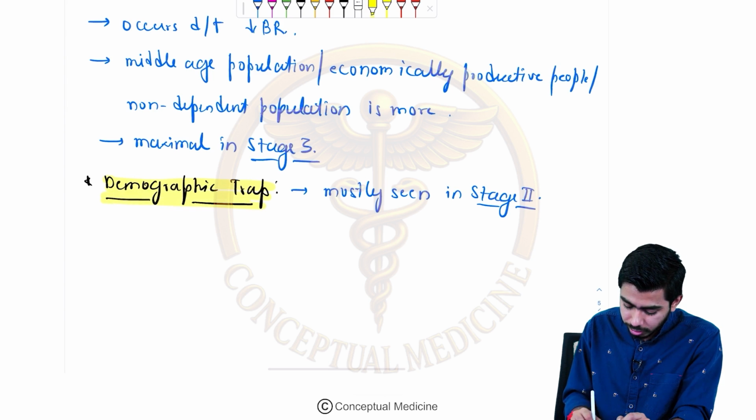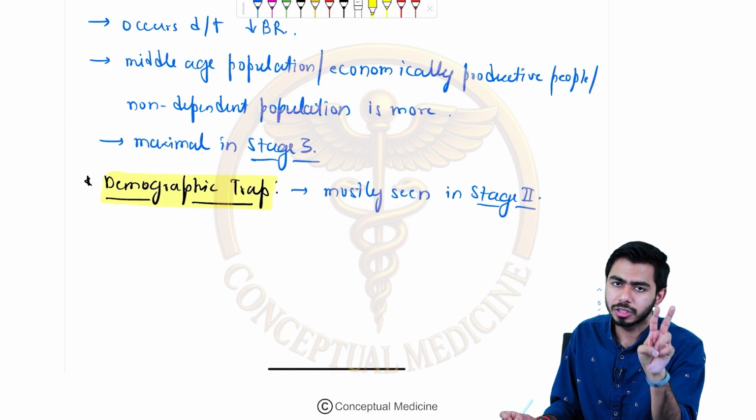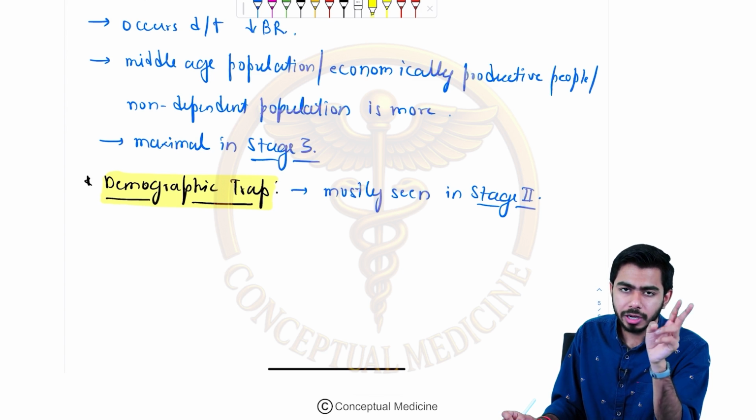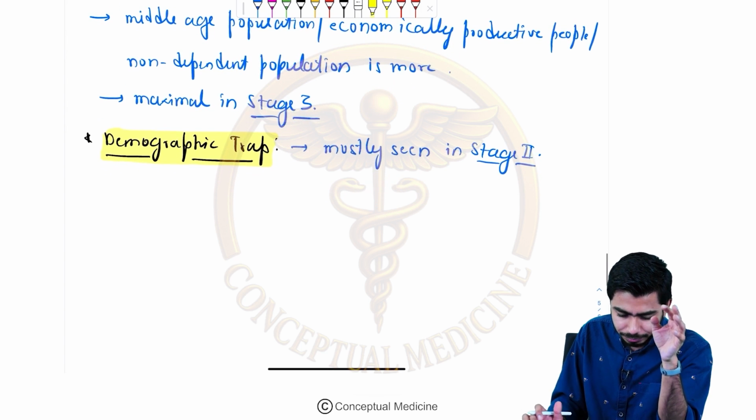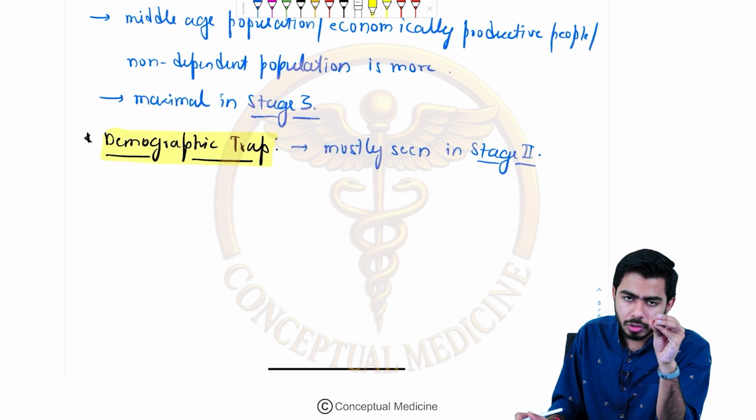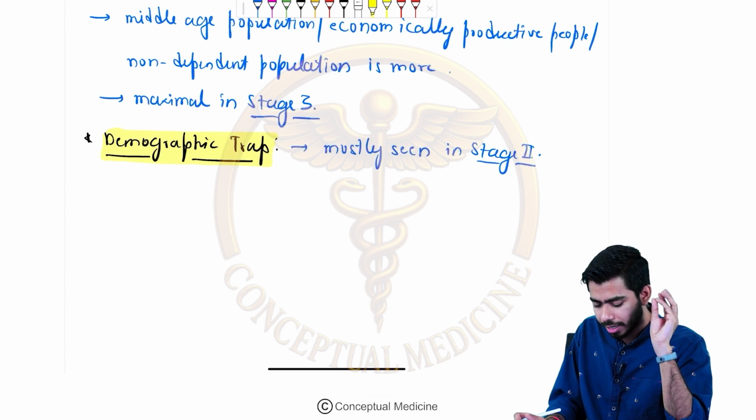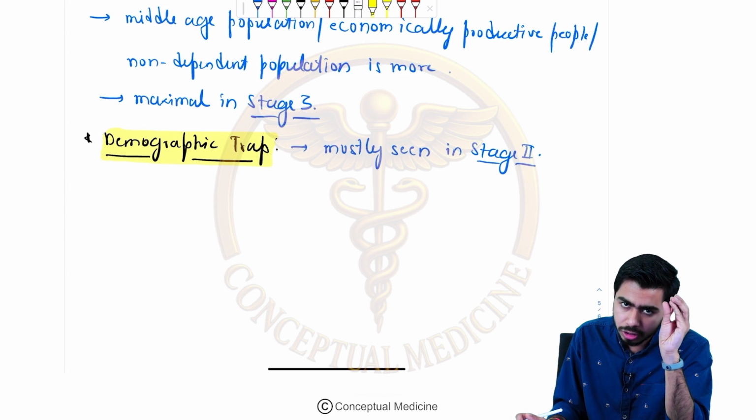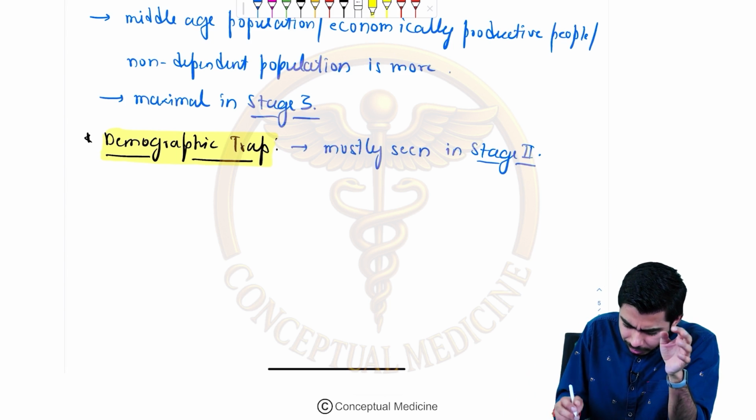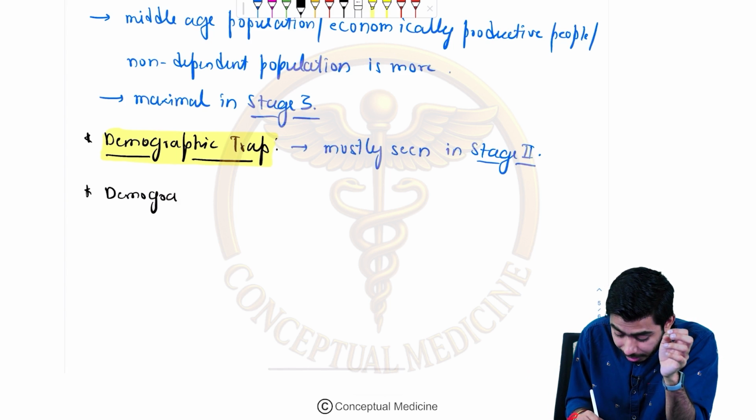The demographic gift, which I told you is the demographic dividend or demographic bonus, whatever you want to call it, was in stage 3. And here I am talking about the demographic trap, that is the early expanding stage, stage 2. Once you have talked about that, let's talk about the demographic liability. One more thing: in the demographic trap we are talking about the decrease in the dependency ratio. Anyways, that's not that important.